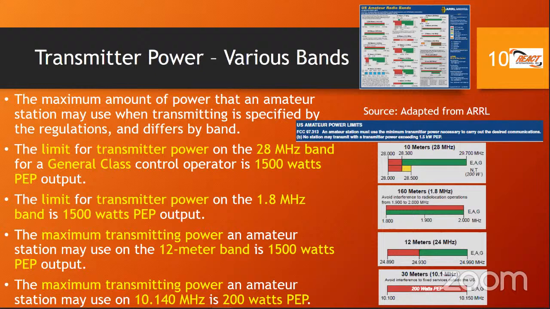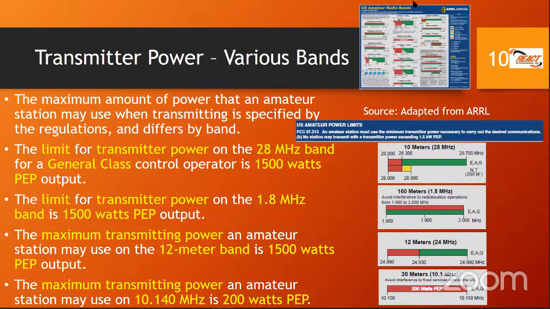Remember, we try to compare and contrast and put everything into perspective. So we have a little chart that will come up in a couple of slides from now that will summarize some of this. But what we need to learn for the exam is that on the 28 megahertz band, as a general class licensee, you can do up to a maximum of 1,500 watts or 1.5 kilowatts. And that is peak envelope power output. So that's the first point here that we have.